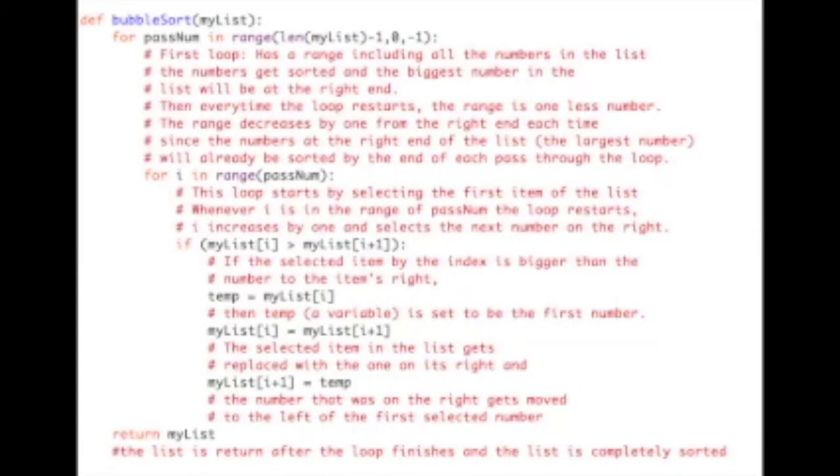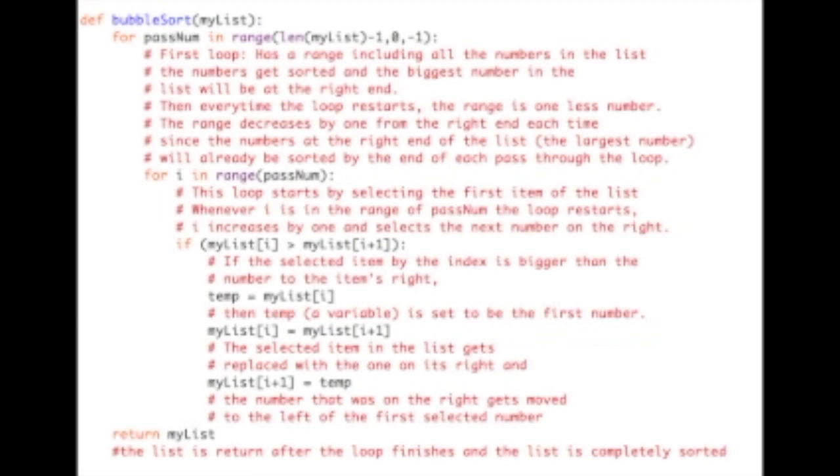So in this bubble sorting algorithm, we start off with a for loop that just makes a range of all the numbers in the list, and every time we pass through the list and sort it, since the biggest number will go to the right end, the range decreases by 1 from the right end every single time. So the second for loop starts by selecting the first item of the list starting from the left, and as we go through the list to sort it, it will just keep on selecting the next item to the right.